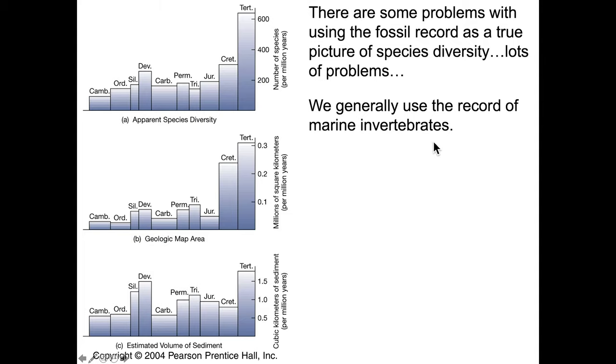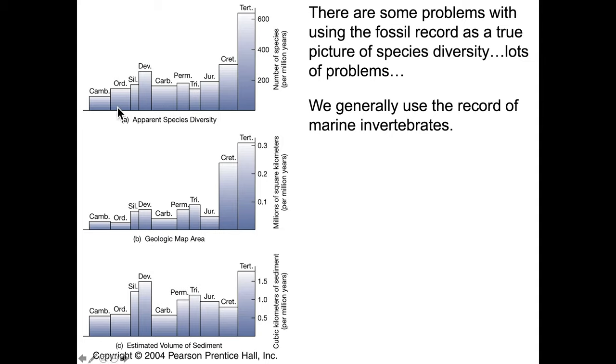These are common, mostly shallow water animals. They've been around for 500 million years, and they're generally well preserved. It's much easier to fossilize a hard object than soft tissue. So things like calcium carbonate skeletons tend to be fairly well preserved.